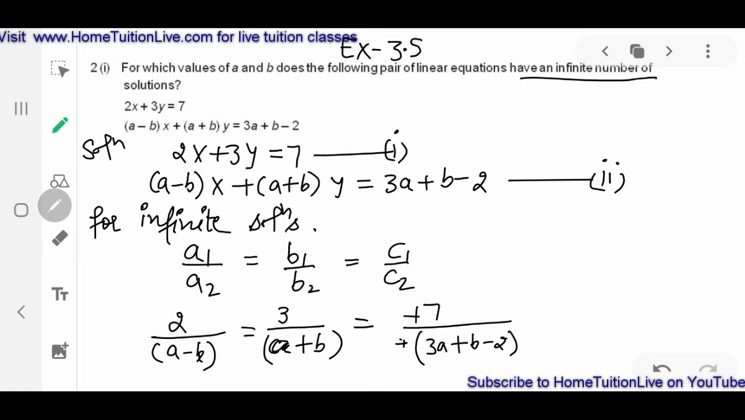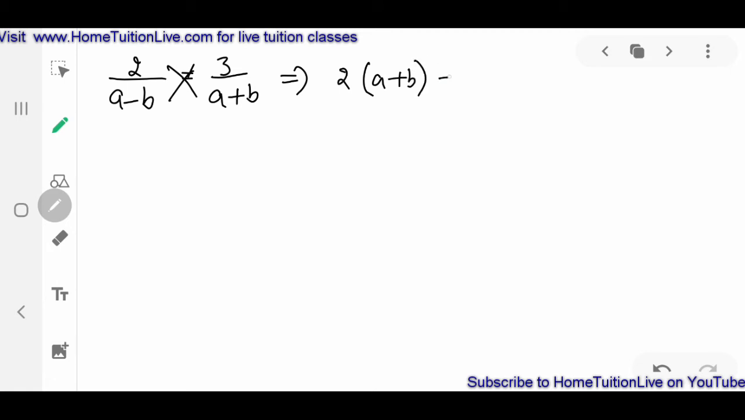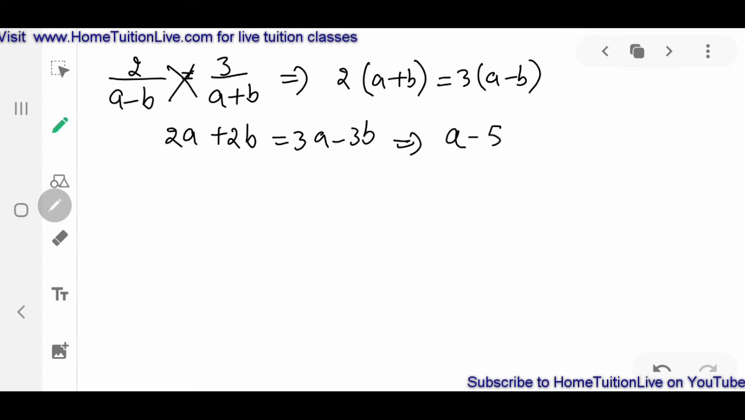Now, 2 upon a minus b equals 3 upon a plus b. So we will cross multiply and we get 2 into (a plus b) equals 3 into (a minus b). So 2a plus 2b equals 3a minus 3b. When we solve this, we get a minus 5b equals 0. This is our third equation.